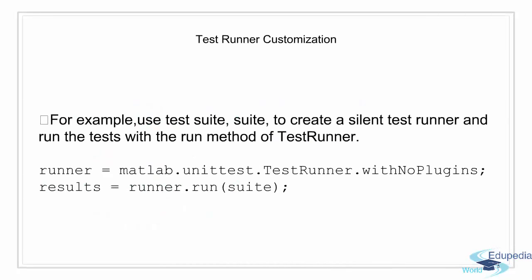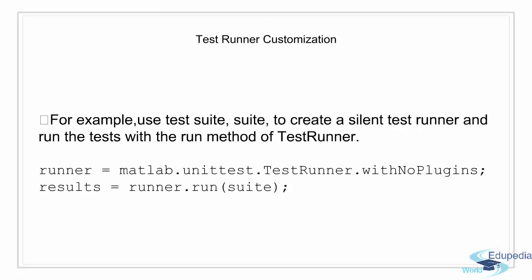Another additional feature for script-based testing is test runner customization. Using a test runner object, you can customize the way the framework runs a test suite. With a test runner object, you can produce no output in the command window using the withNoPlugins method. You can run tests in parallel using the runInParallel method, and you can add plugins to the test runner using the addPlugin method.